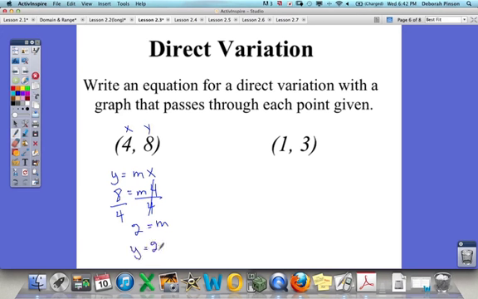The equation would be this. Same thing here. So when I divide by the 1, the constant is 3. So y = 3x.